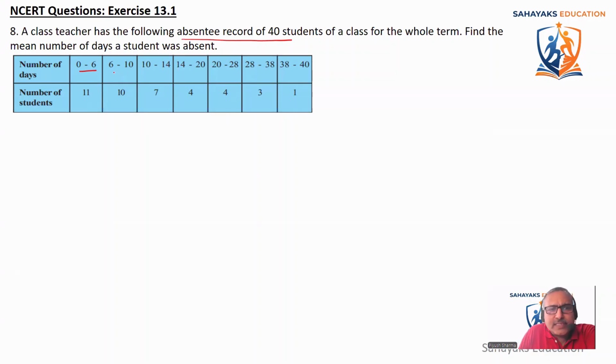Okay, see, just look at it. It's 0 to 6. It is 6 to 10. So here the class interval is 6. Here the class interval is 4. Here the class interval is again 4. Here the class interval is 6. So it is not consistent.